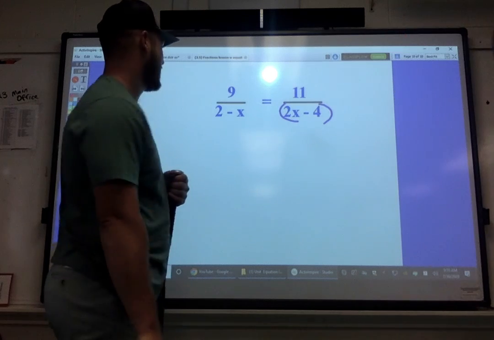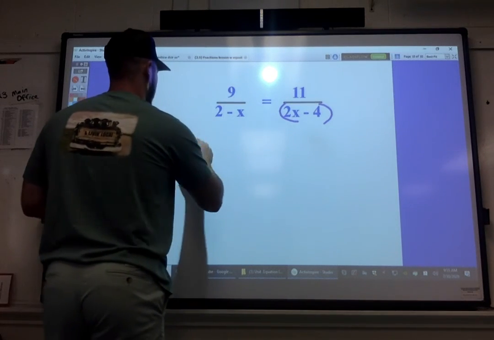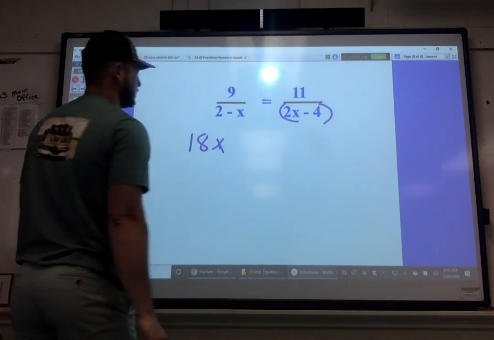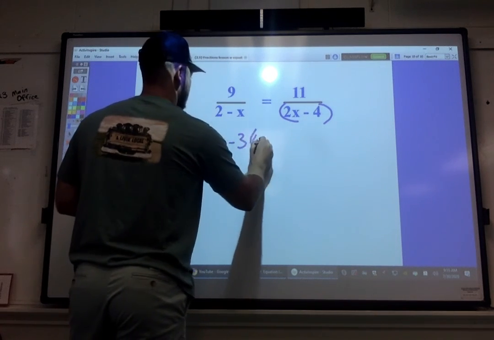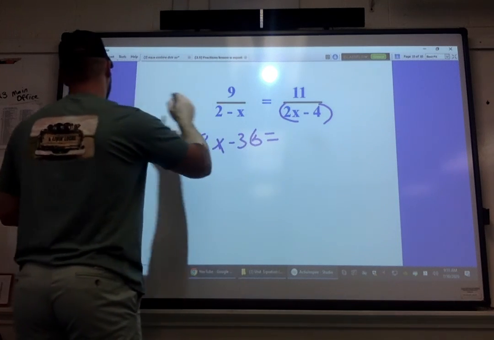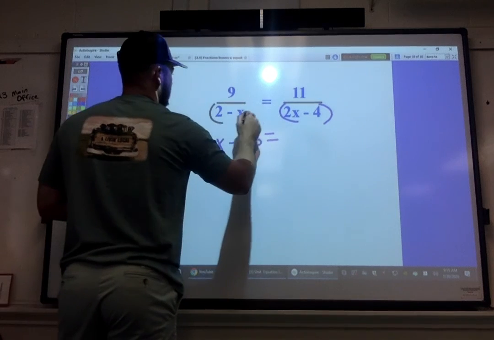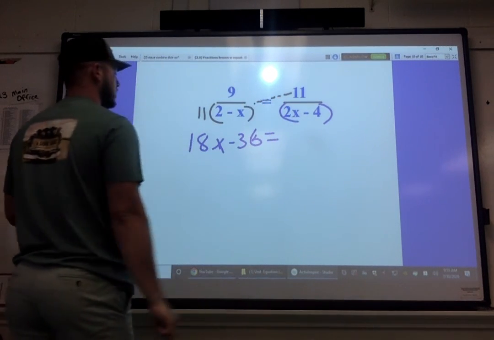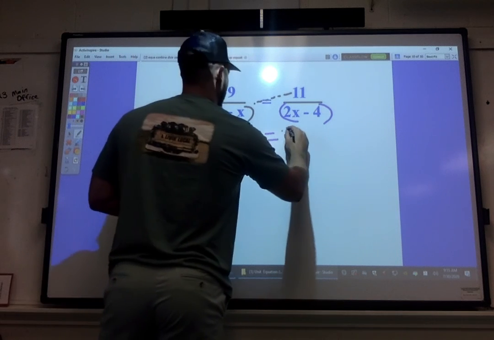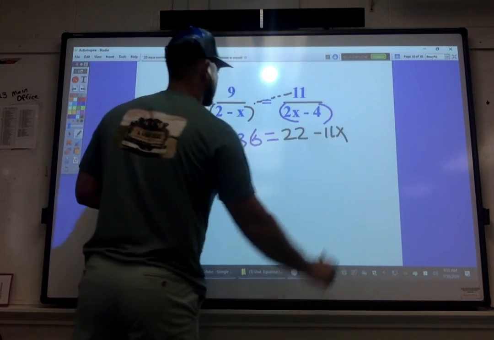All right, we're ready. Let's multiply our 9 times our 2x. That becomes 18x. 9 times my negative 4 is negative 36. Kind of a similar thing up here. Let's distribute this entire denominator by 11. So 11 times 2 is 22. 11 times negative x is negative 11x.